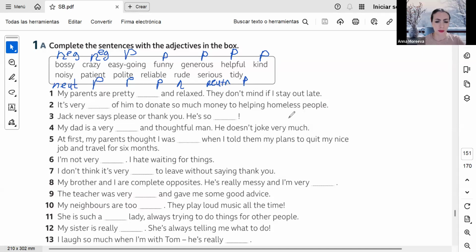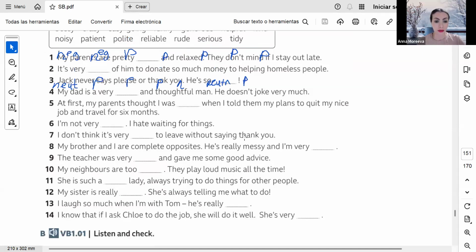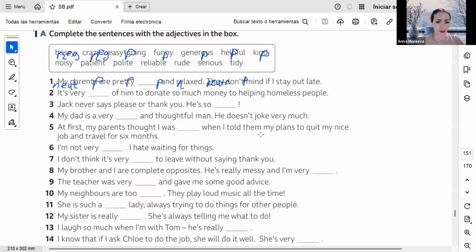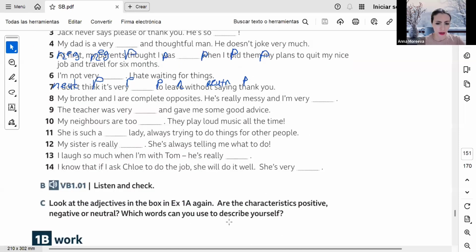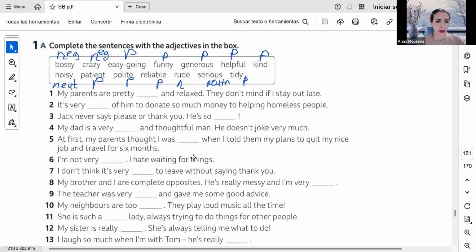Okay, so neutral. How can you describe yourself? For example, here they say, which words can you use to describe myself? I can describe myself as a helpful, maybe serious, kind, polite, and reliable person. What about you?